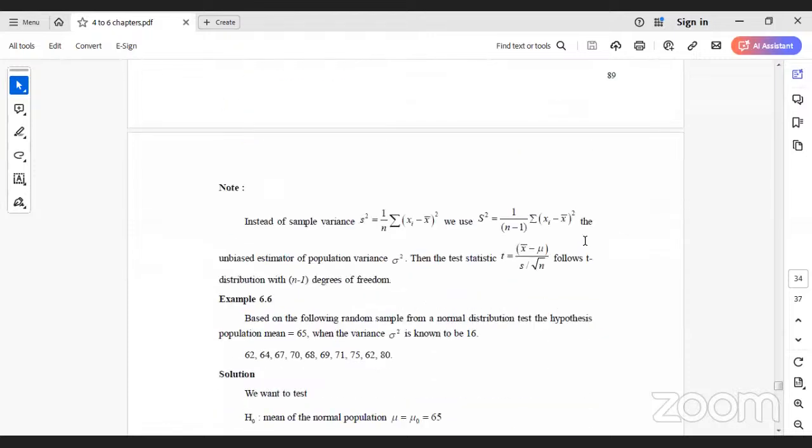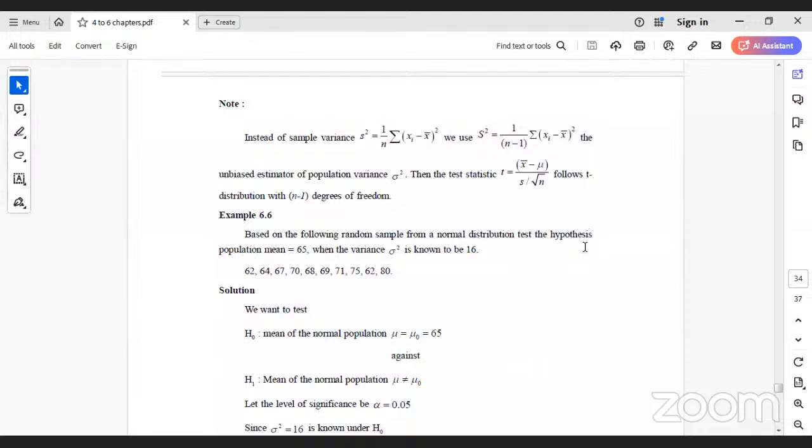So instead of the sample s square, 1 by n summation of xi minus x bar whole square, we take the formula 1 by n minus 1 summation of xi minus x bar whole square, the unbiased estimate of the population variance. The test statistic x bar minus mu by s by under root n follows the t distribution with n minus 1 degrees of freedom.